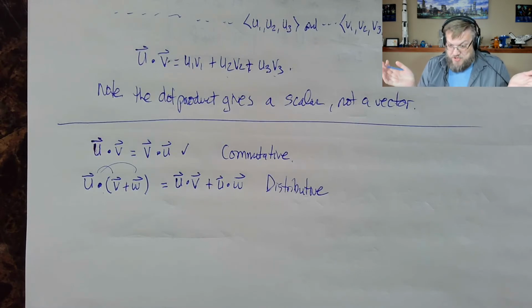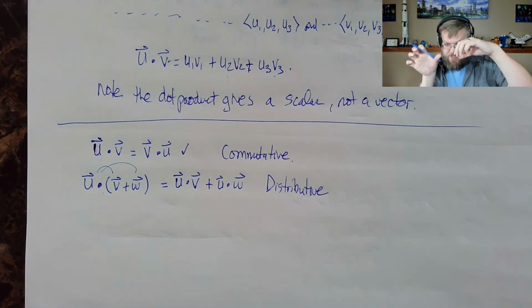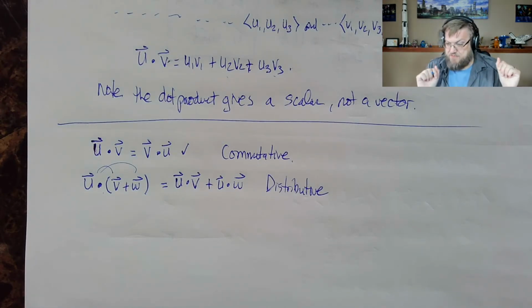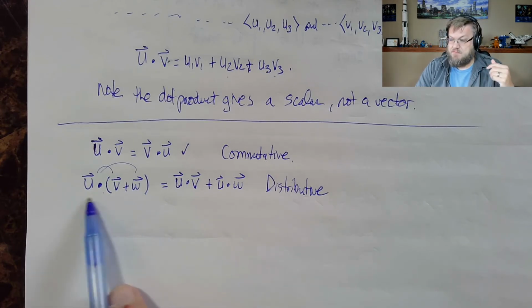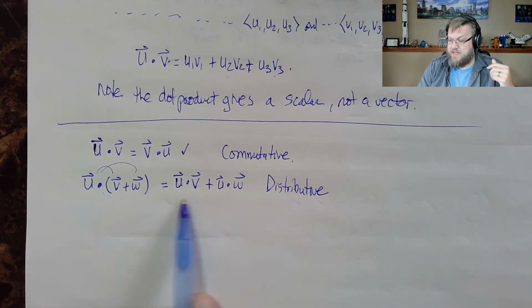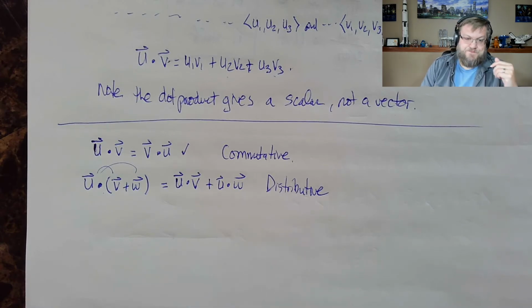And that's what real number multiplication does. That little thing in front distributes to both terms. So does the dot product. Now, I haven't proven that. You can prove that very easily by just calculating this and then calculating that.